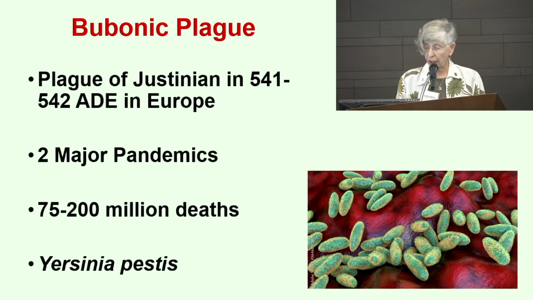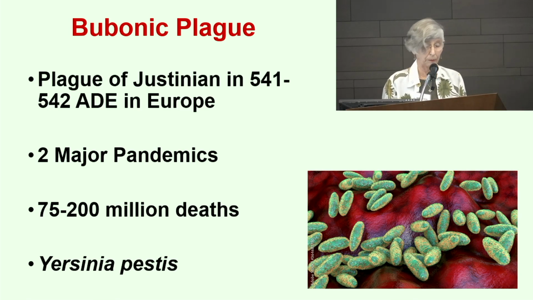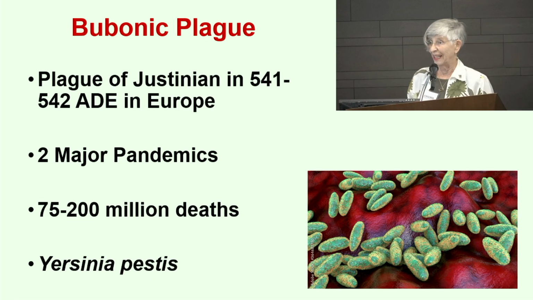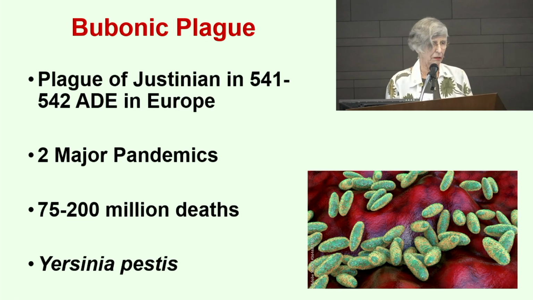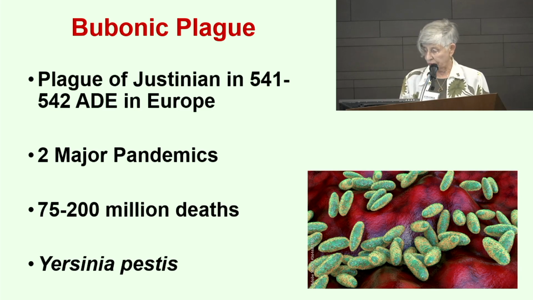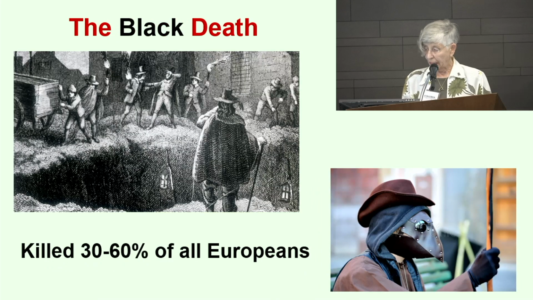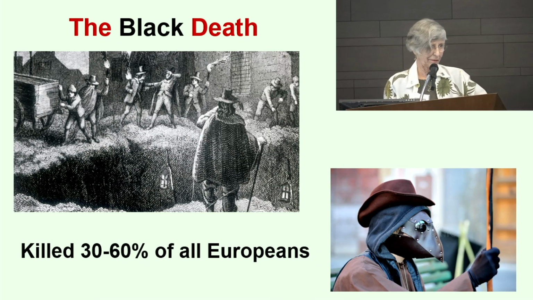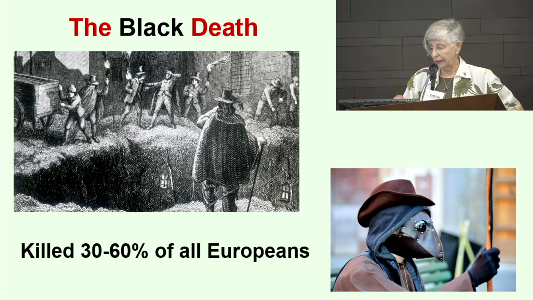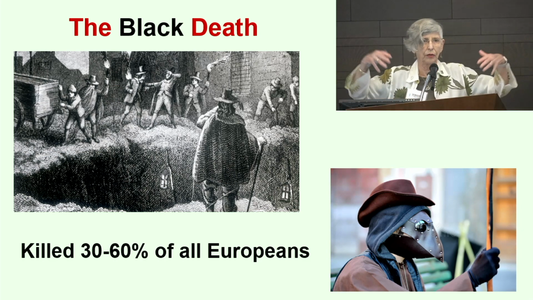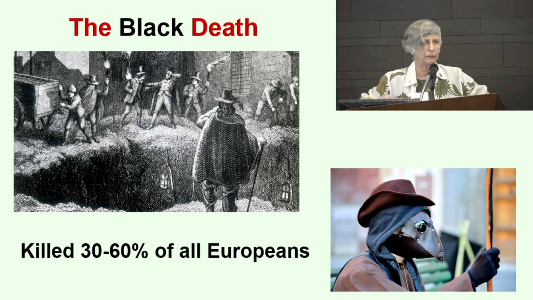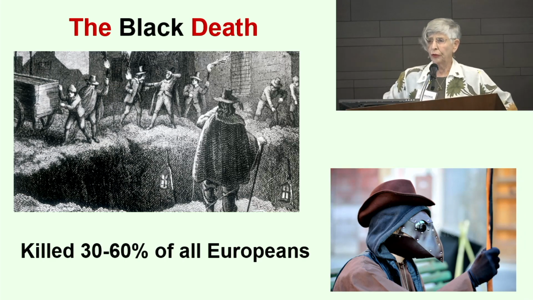The next one's bubonic plague, and this one caused 2 major pandemics, but it caused 75 to 200 million deaths. So it's highly toxic. Yersinia pestis is the organism that causes this disease, and it's been around a very long time. Now, this was called the Black Death, and this is a plague pit where they used to just put hundreds of bodies every night because so many people were dying. Killed 30 to 60% of all Europeans.